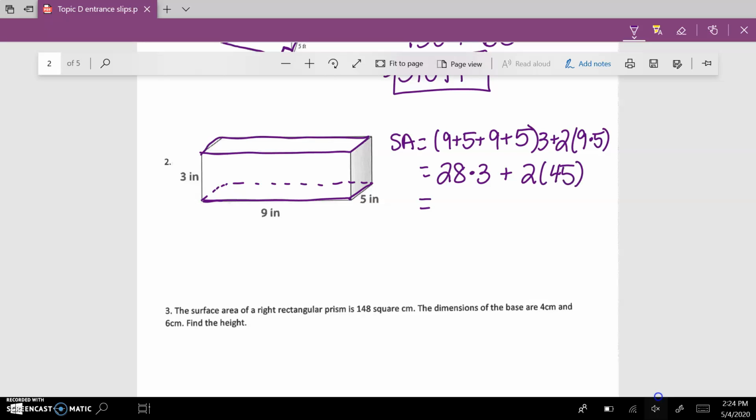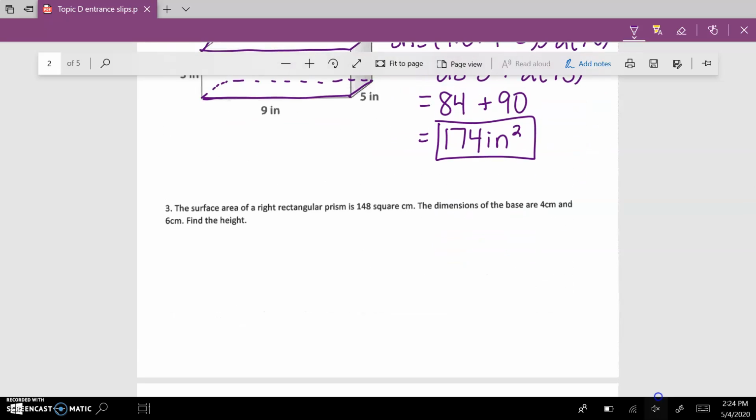So 28 times 3 is 84. Plus the 2 times the 45 is 90. And when you add those, you get 174 square inches. Okay. And the last one: the surface area of a right rectangular prism is 148 square meters. The dimensions of the base are 4 and 6.